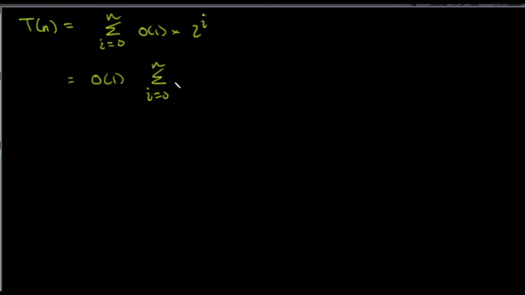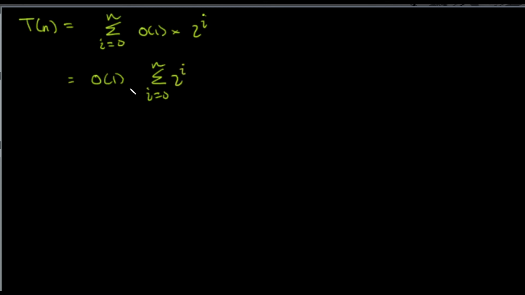In the last video, we worked out that T of n is equal to the sum from i equals 0 to n of O of 1 times 2 to the i. So in this video, we're just going to wrap up and finish figuring out this summation. The first thing we're going to do is pull out O of 1, since O of 1 is a constant, and that just leaves us with 2 to the i inside the summation.